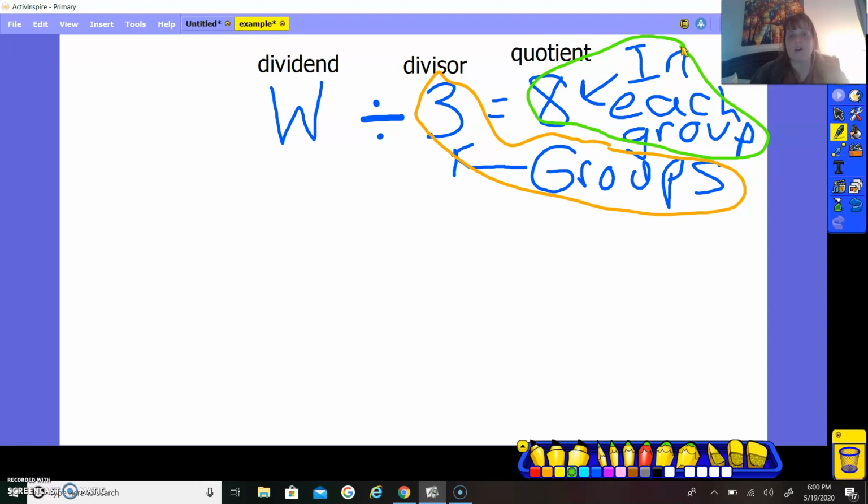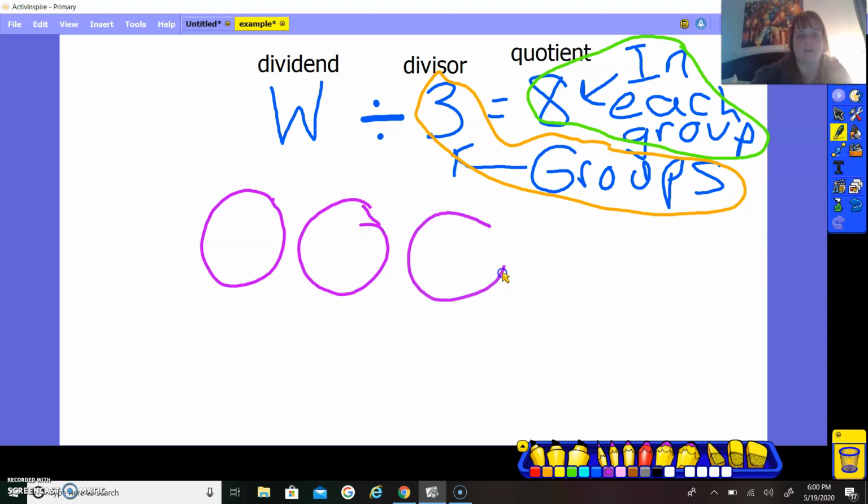We know that there are 3 groups. So I'm going to make 3 groups. 1 group, 2 groups, 3 groups. I hope my groups are big enough. And remember, learners, when you're given problems like this, you're going to want to get a piece of paper and write all of your thinking down on the piece of paper. And then you're going to communicate how you found your answer in the computer. It says that there's 8 in each group.